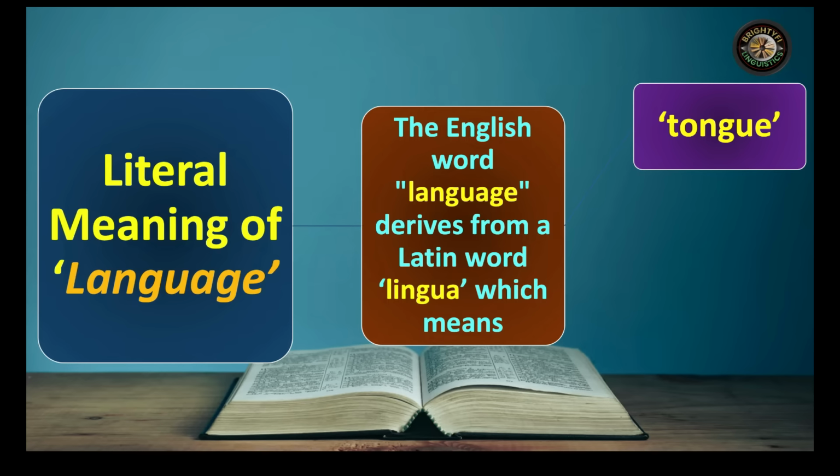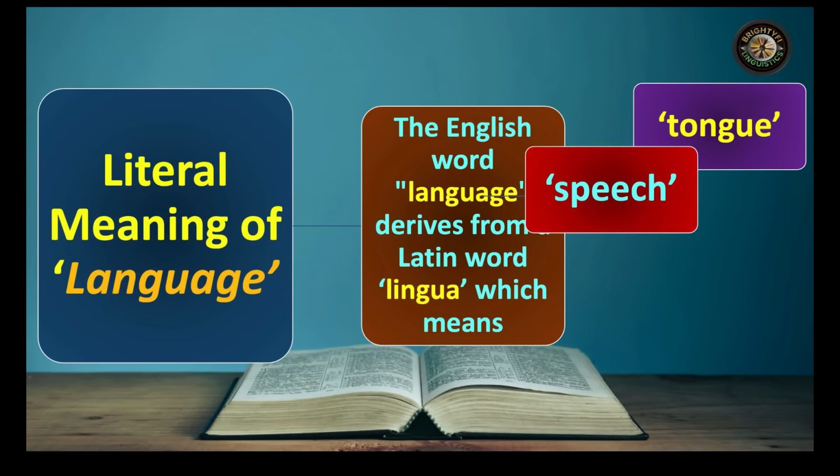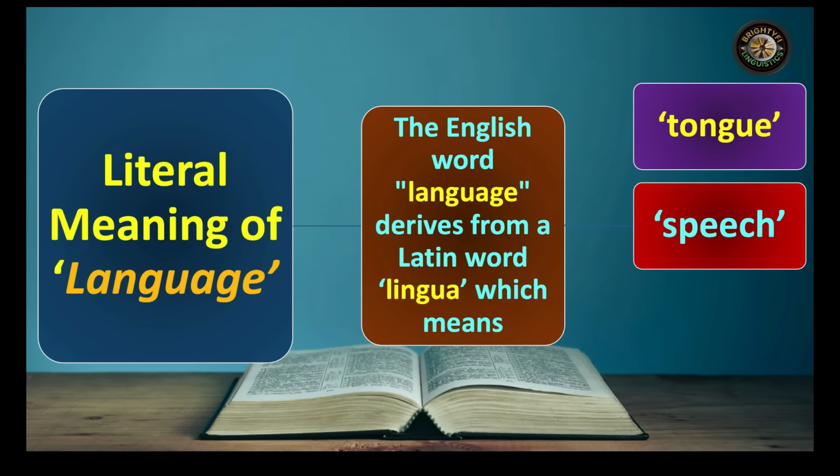When we say tongue, in fact, it is with the help of the tongue that we speak. We communicate ideas. We express ourselves. Therefore, the Latin word lingua is very much similar to what we mean by tongue symbolically. It also refers to speech, because it is speech with the help of which we talk with our friends, we speak with our neighbors, we express ourselves.